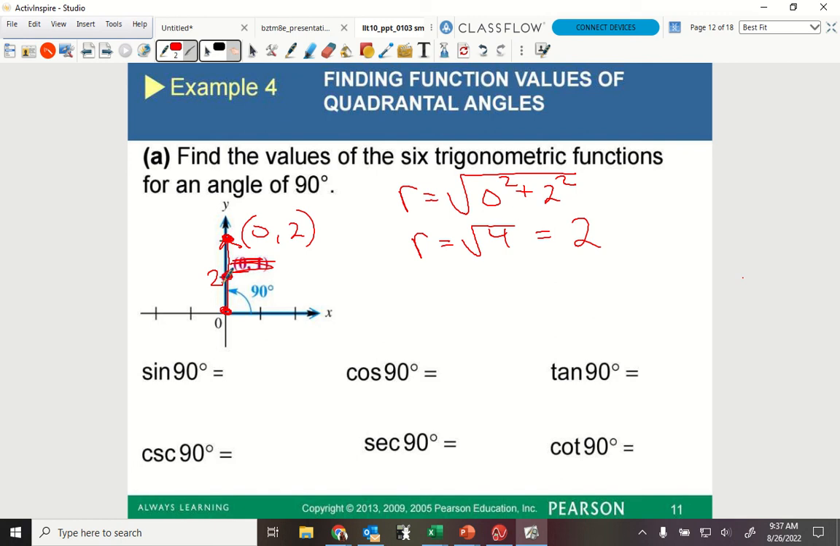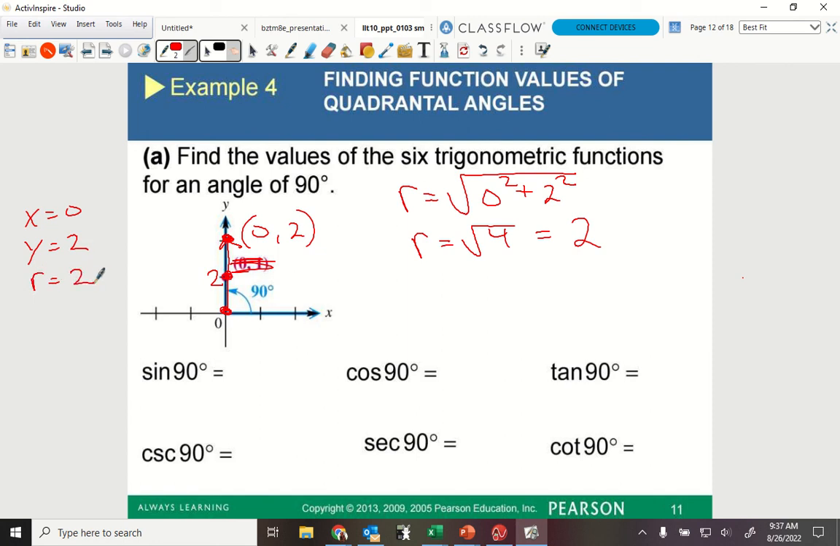Does that make sense? Yes. Everyone okay so far? All right, so I'm going to keep going here. So we have x, we have y, we have r. So x equals 0, y is 2, r is 2.